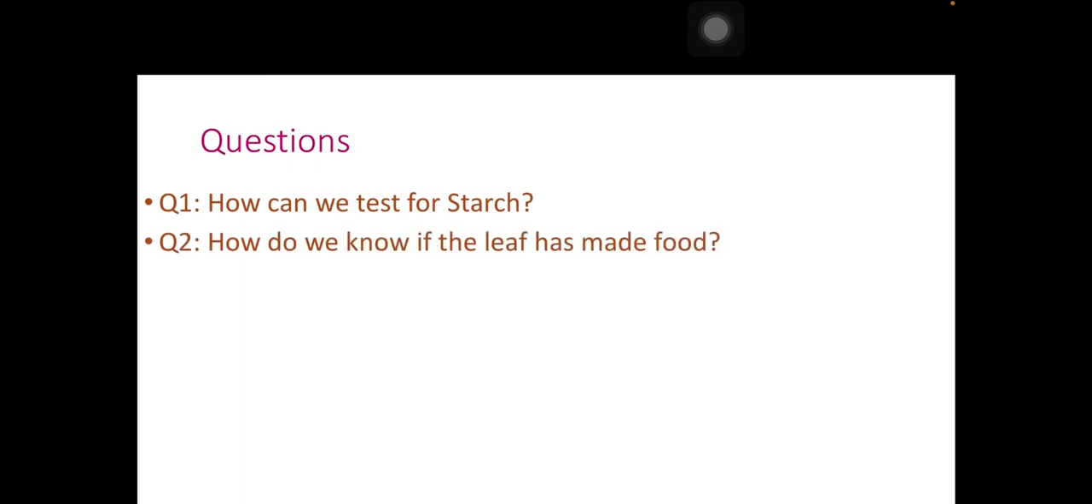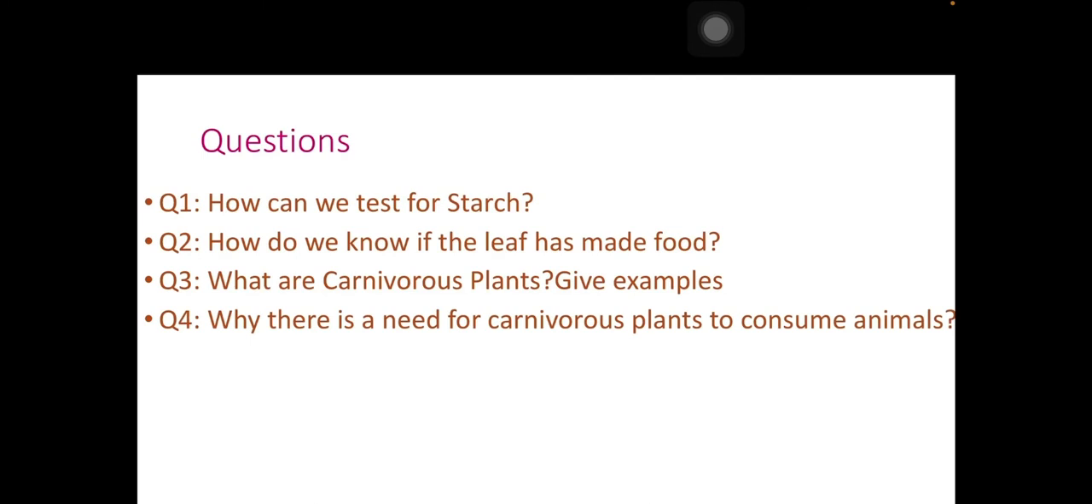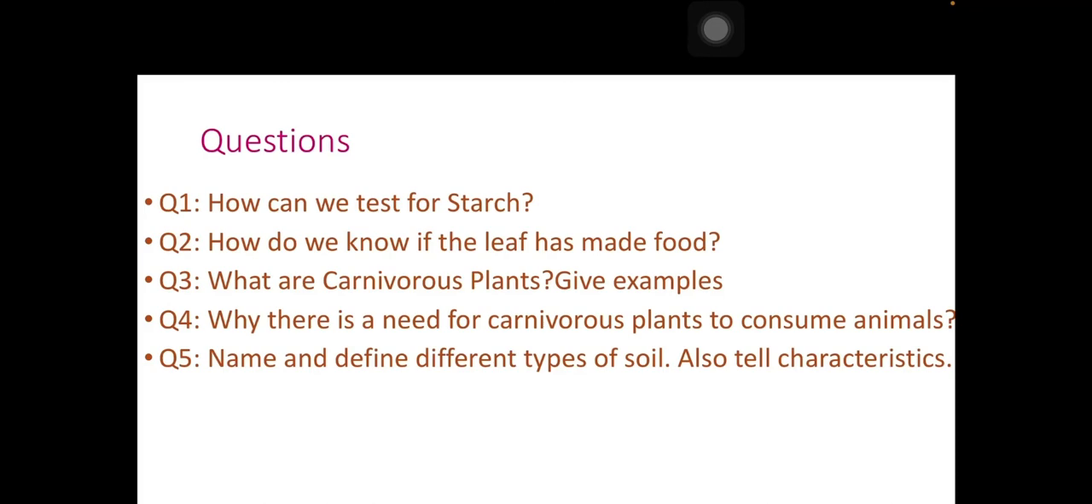Okay, fine, it's question time. I hope you could understand and can solve them. So the first question is, how can we test for starch? How do we know if the leaf has made food? What are carnivorous plants? Give examples. Why is there a need for carnivorous plants to consume animals? Name and define different types of soil. Also tell characteristics. So I'm showing you the answers right now.